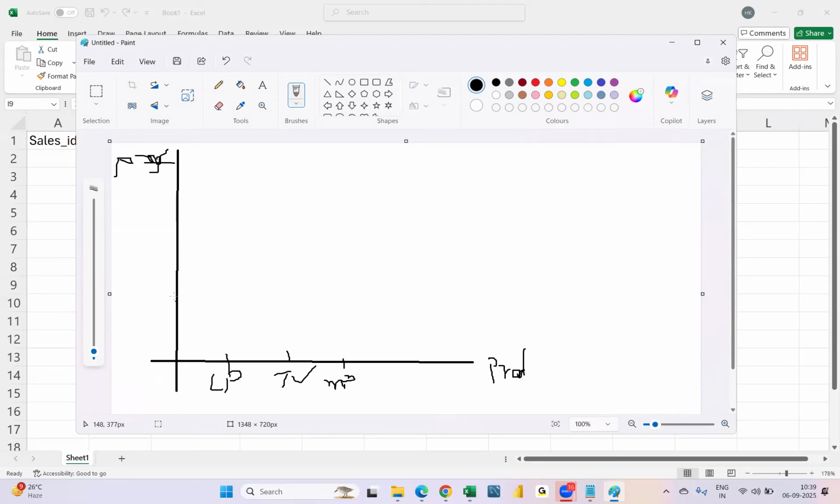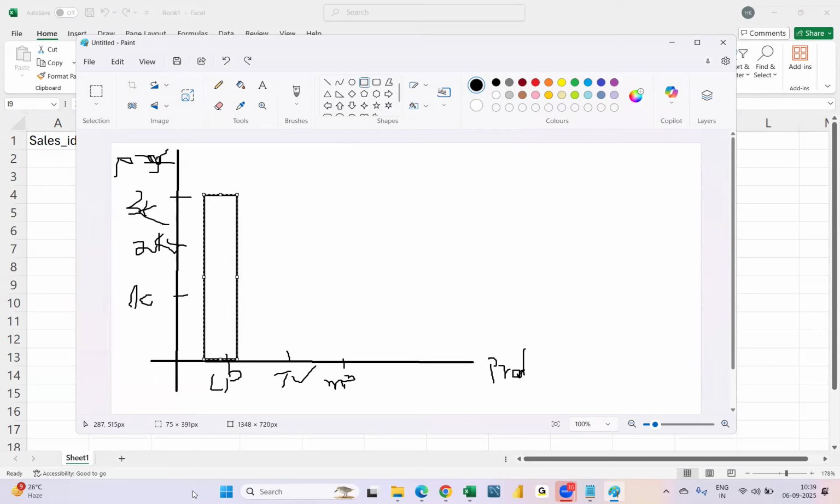And on this, I'm taking 1000, 2000, and 3000 here. So let us represent the same information that you are seeing there. The laptops are giving me some 3000 rupees of profit. And the television is giving me 2000 rupees of profit. And mobiles are giving me just 1500 rupees of profit.